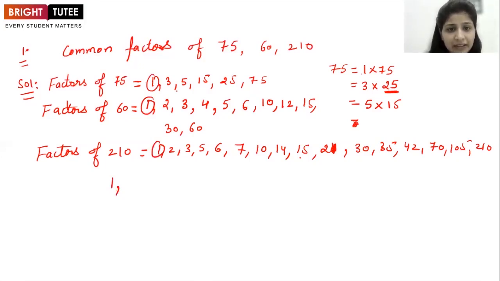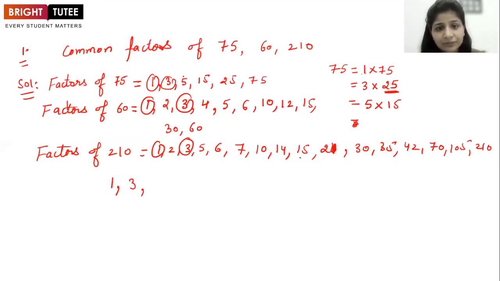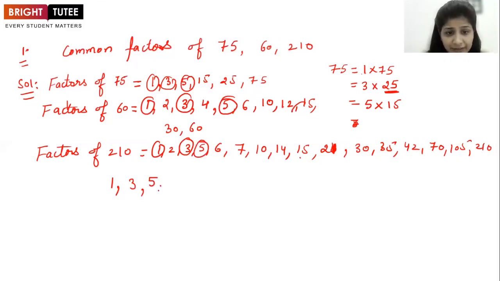Then if I write 3, see, 3 is there in all. Yes, so 3 is a common factor. 5 is a common factor. Yes, 5 is there in all three. 5 is there in the first one, then it is there in the second, and in the third one also. So 5 is also a factor.